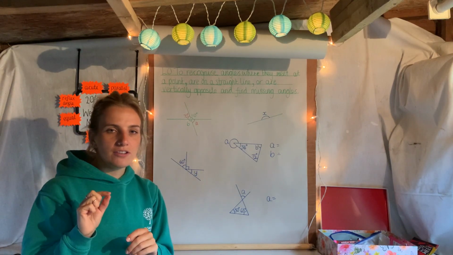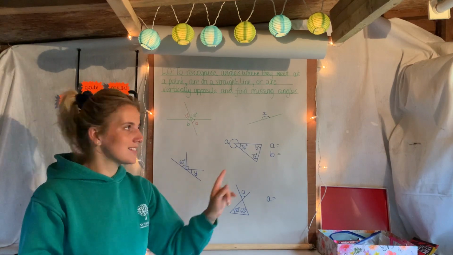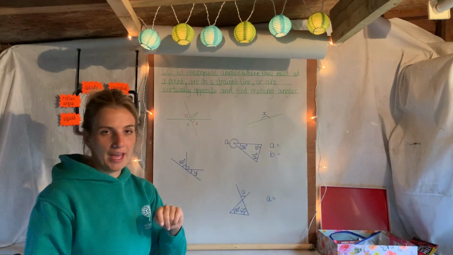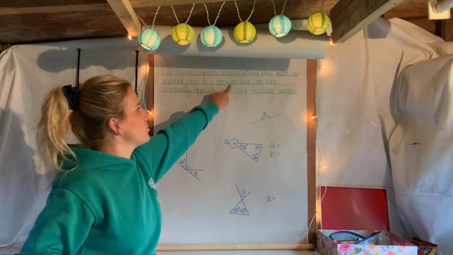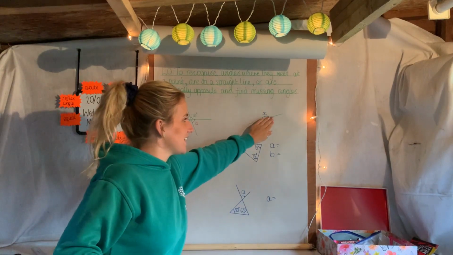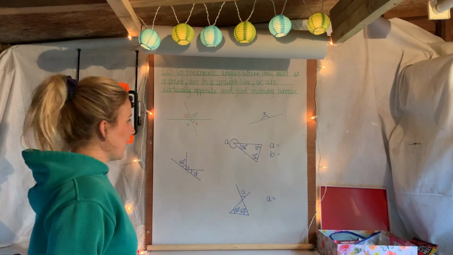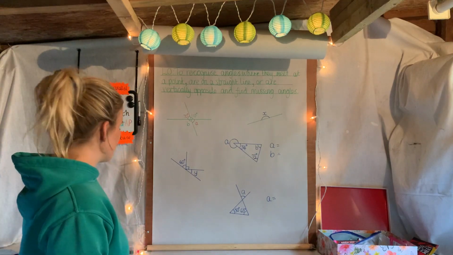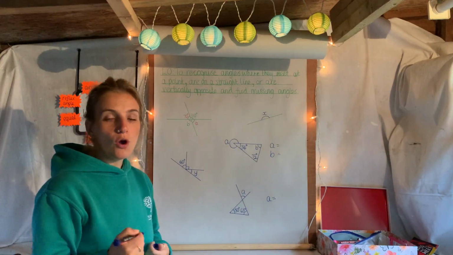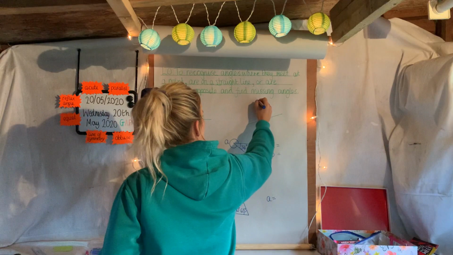So those are some facts you need to remember, as well as these two here, okay? So when we look at angles on a straight line, this is basically here, okay? An angle on a straight line, which is labelled X, equals 180 degrees, okay?